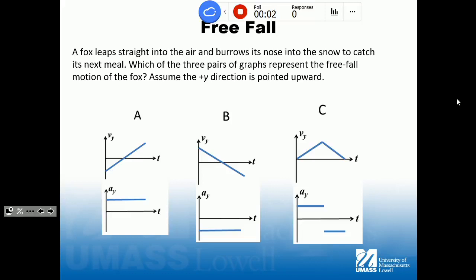Okay. You can picture the fox burrowing into something, but that's if you want to. But this is the same. A fox going up and down is the same in physics as a ball going up and down, or a professor going up and down. Right? It's an object going up and down. So during the entire motion, it's free fall.